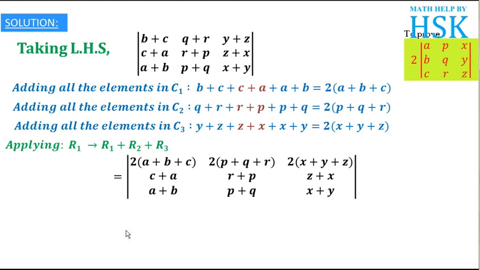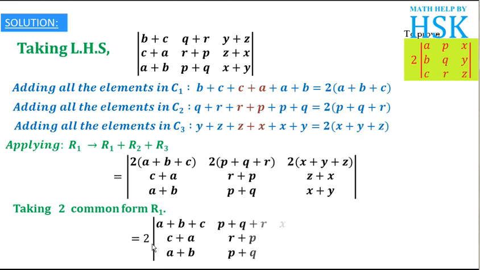Now you can see that 2 is the common factor in the first row, that is R1. So we can take 2 as common from R1. Taking 2 common from R1, I am going to get 2 times a plus b plus c, p plus q plus r, x plus y plus z and so on.